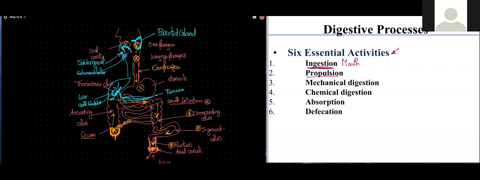Another important activity of the digestive system is going to be the propulsion. My ability to move the food from the oral cavity all the way to my pharynx, to the esophagus, to the stomach, to the small intestine, to the large intestine, to be released the remaining parts outside by defecation. All this needs propulsion. So the propulsion is going to be taking place throughout the gastrointestinal tract.